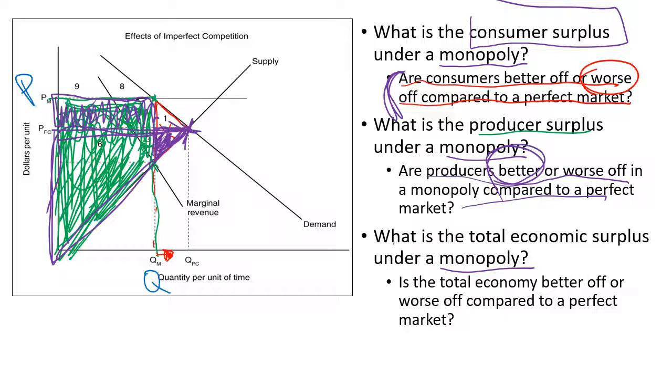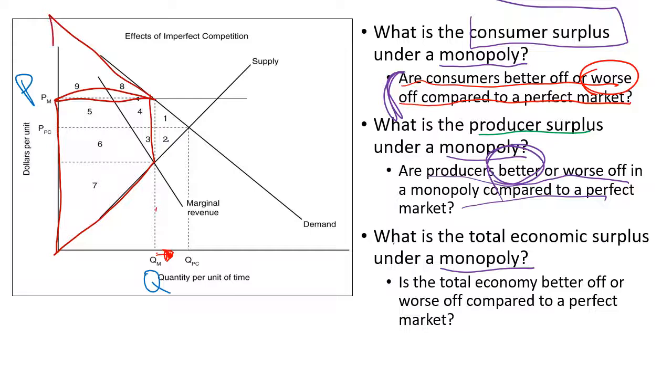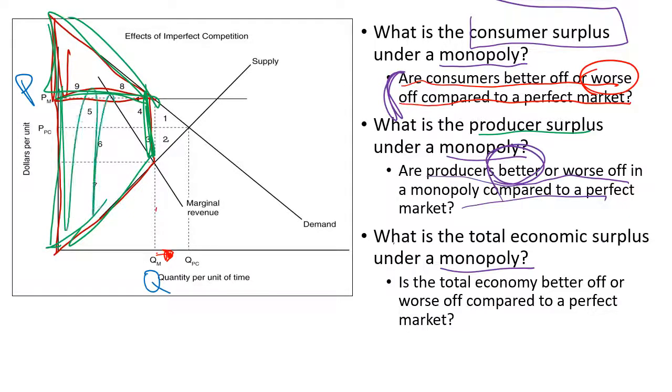So what is the total economic surplus under a monopoly? Well, this was, let me erase this part here because we don't have 1 and 2 there. Actually, I'll just redraw that. So this was our producer surplus. This top part was our consumer surplus. So the entire economic surplus is the same as what it was for perfect competition, minus the area of 1 and 2 here.